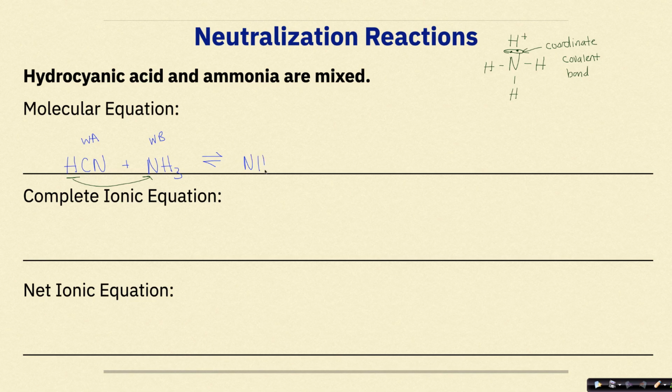So NH4+1 plus CN-1. And really, we're done. There are no other ions that are going to be formed. Our net ionic equation is the same as the molecular equation, so I'm just going to save ourselves a whole bunch of time and just write same as above. Okay, so same as above. So the molecular equation, the complete ionic equation, and the net ionic equation are all going to be the same because you're dealing with a weak acid, weak base scenario.